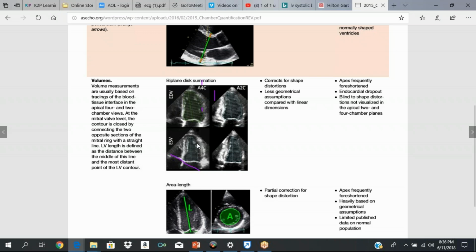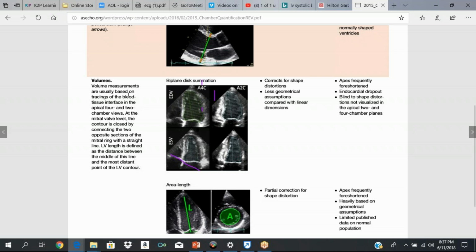Do not include trabeculations and stuff in your tracing. You come straight down, and you can put a point right there and a point right there, and the computer will draw a straight line at the base of the heart. You need to find the midpoint at the base and the apex of the heart, and then you get a straight line. So that gives your diastolic measurement and your systolic measurement.